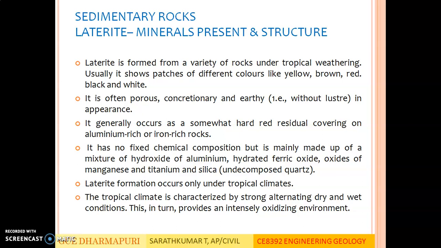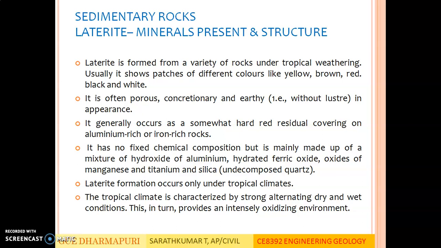Laterite is formed from a variety of rocks undergoing tropical weathering. Usually, it shows patches of different colors like yellow, brown, red, black, and white. It is often porous, concretionary, and earthy, that is, without luster in appearance. It generally occurs as a somewhat hard red residual covering on aluminum-rich and iron-rich rocks. It has no fixed chemical composition but is mainly made up of a mixture of hydroxide of aluminum, hydrated ferric oxide, oxides of manganese and titanium, and silica.